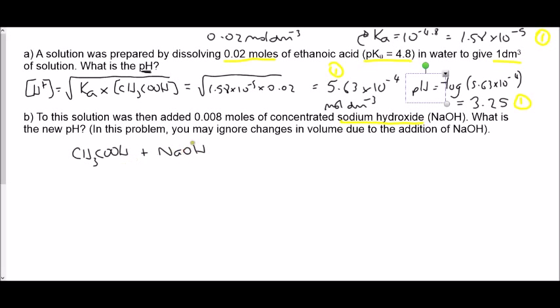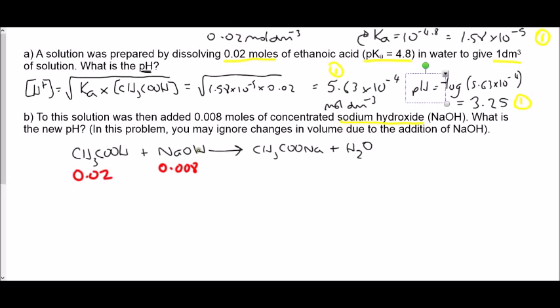So we've got an acid-alkali reaction, which will give us a salt, which will be sodium ethanoate, and some water. We know then that we are adding 0.008 moles of sodium hydroxide. We know that we started with 0.02 moles of ethanoic acid. If we nominally say that we're going to use 1 decimeter cubed, we can stick with those numbers.